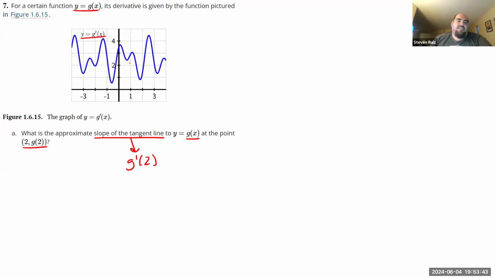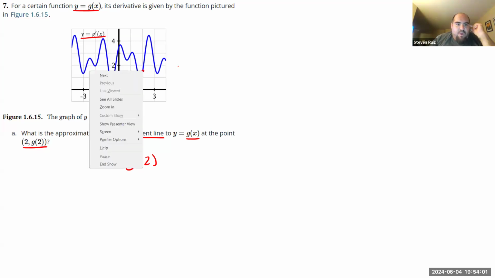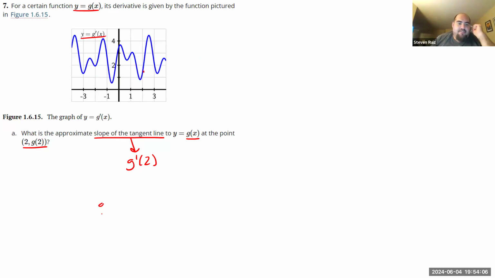So this question is maybe deceptively simple. We don't need to think about the tangent lines of this graph. We need to simply look at the values of the points on this graph. So g prime of 2 is going to come from the y value of this point here. So I would estimate that as, I think we can say, 1.5.